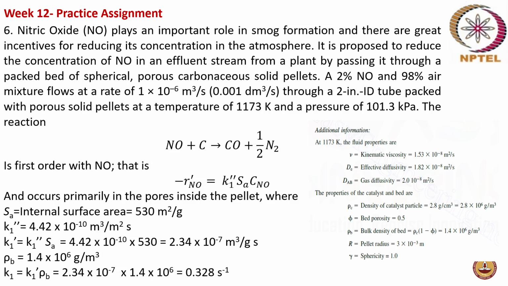And then the bulk density of the catalyst bed is 1.4 × 10^6 gram per meter cube. And also K1 is K1' multiplied by the bulk density of the catalyst bed. So K1 is equal to K1' into rho_B. So you will end up with the value of 0.328 second inverse.